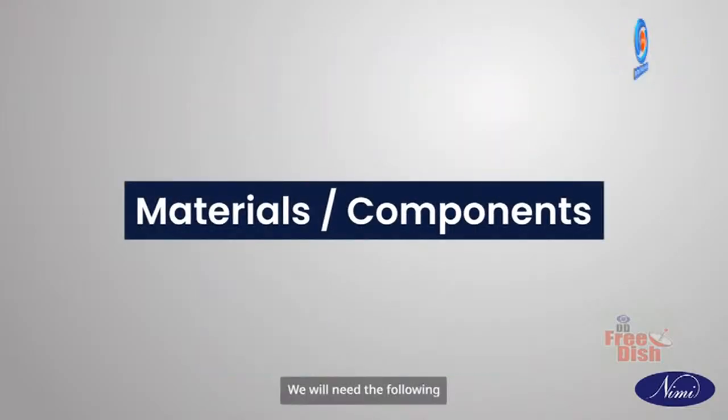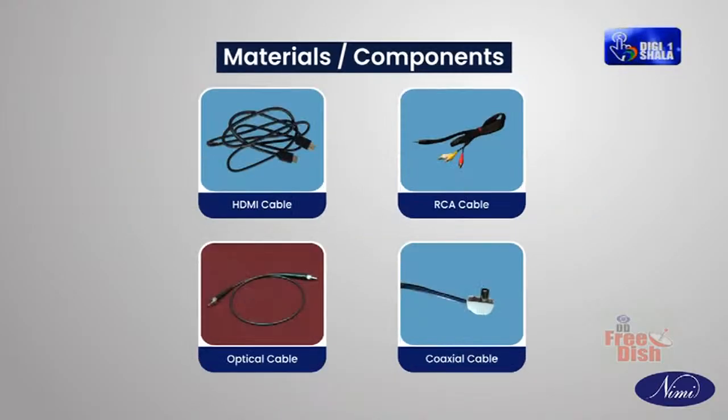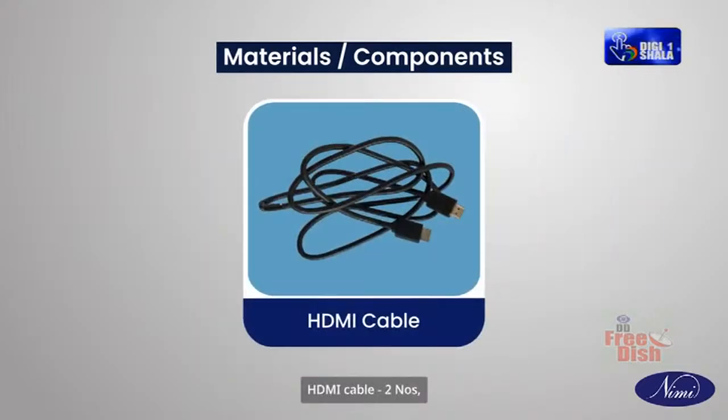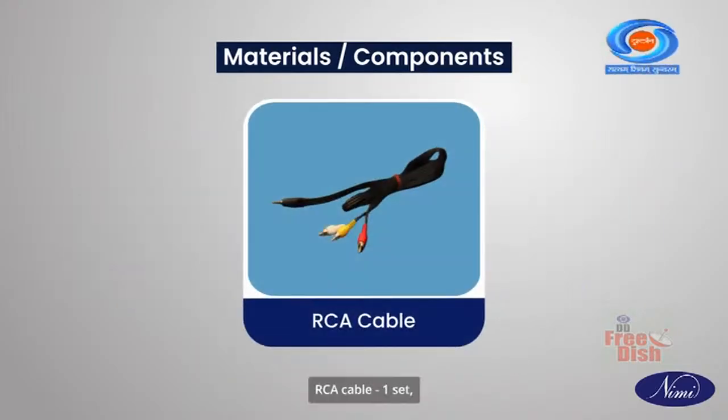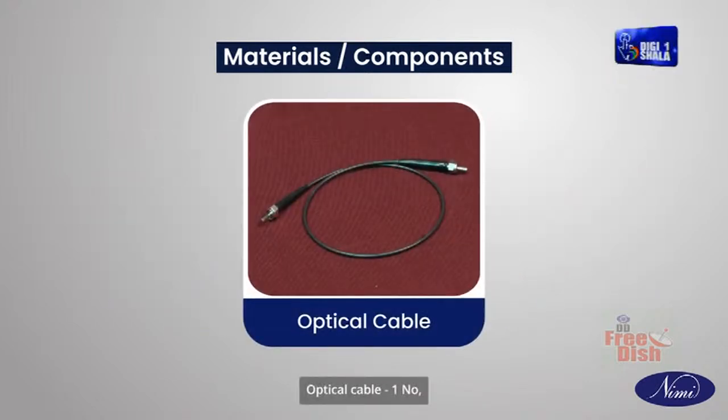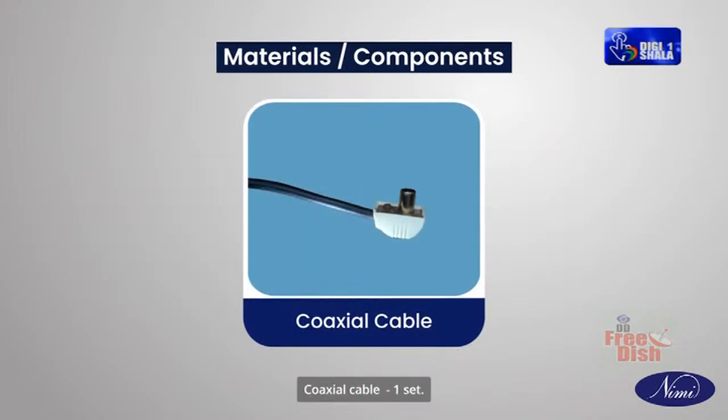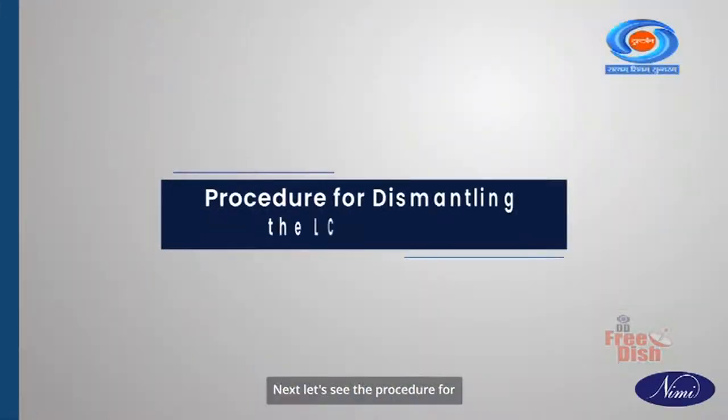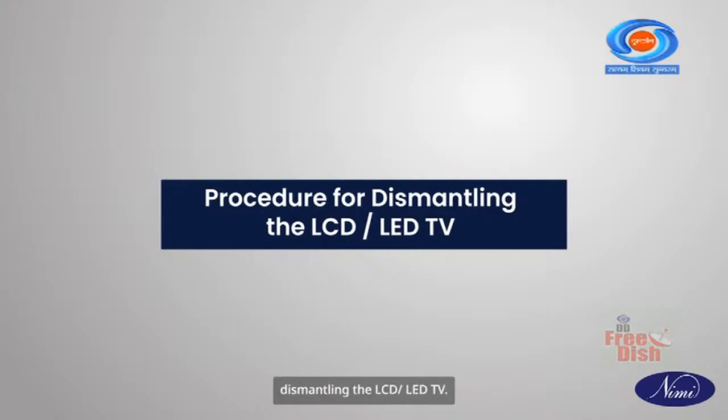We will need the following materials and components. HDMI cable, 2 numbers. RCA cable, 1 set. Optical cable, 1 number. Coaxial cable, 1 set. Next, let's see the procedure for dismantling the LCD or LED TV.